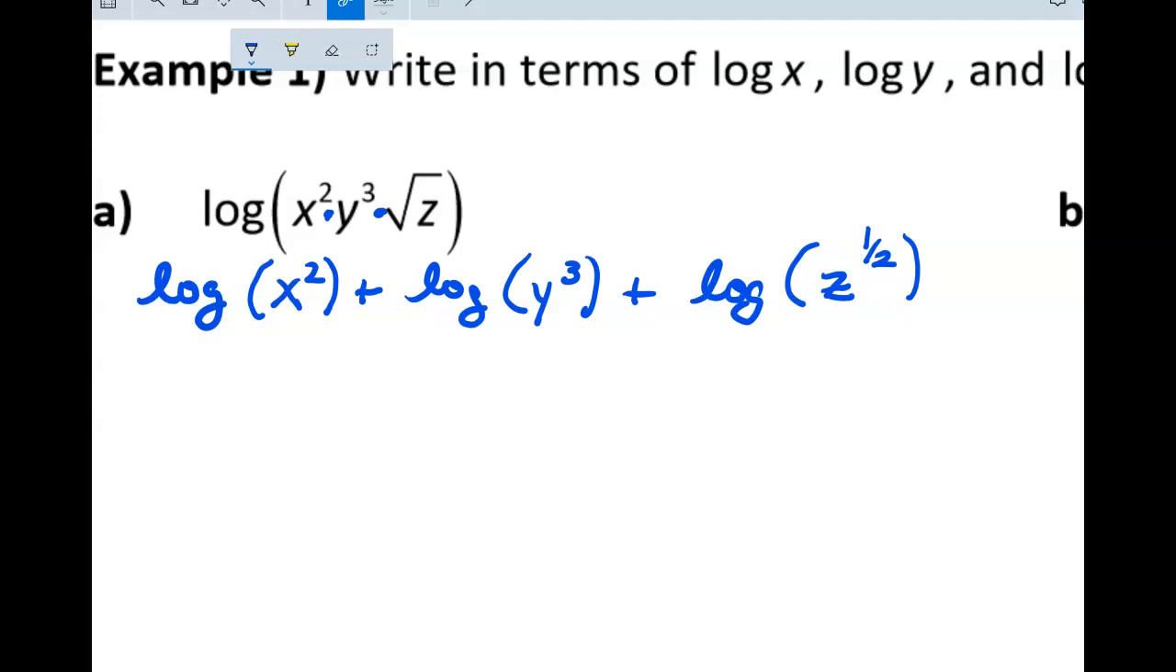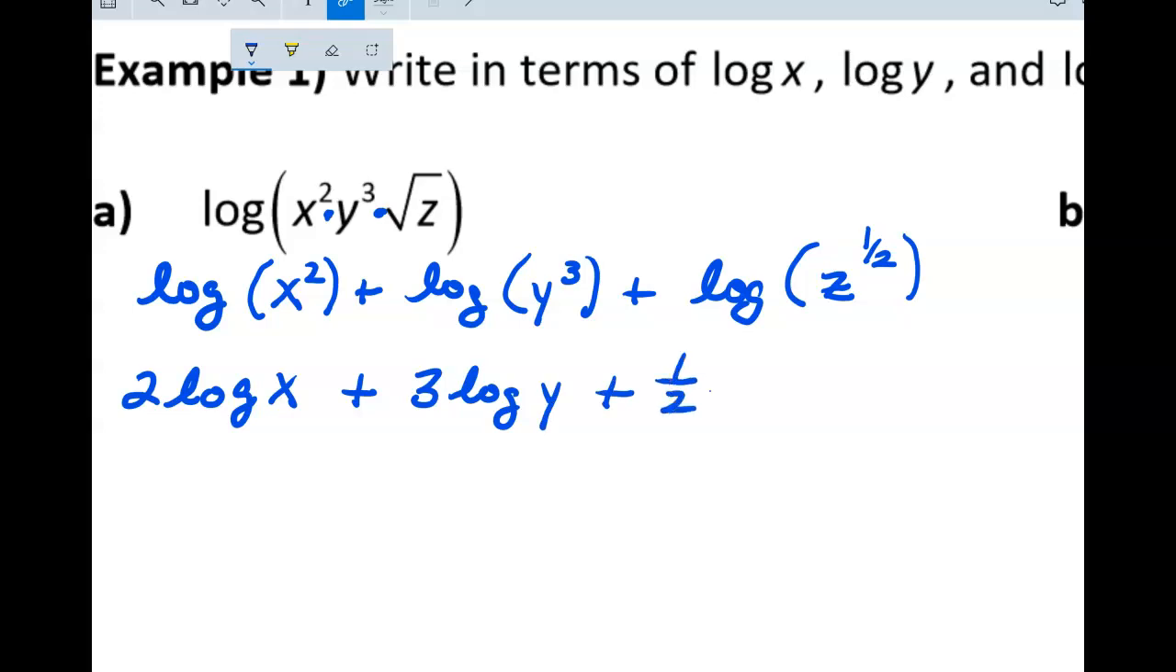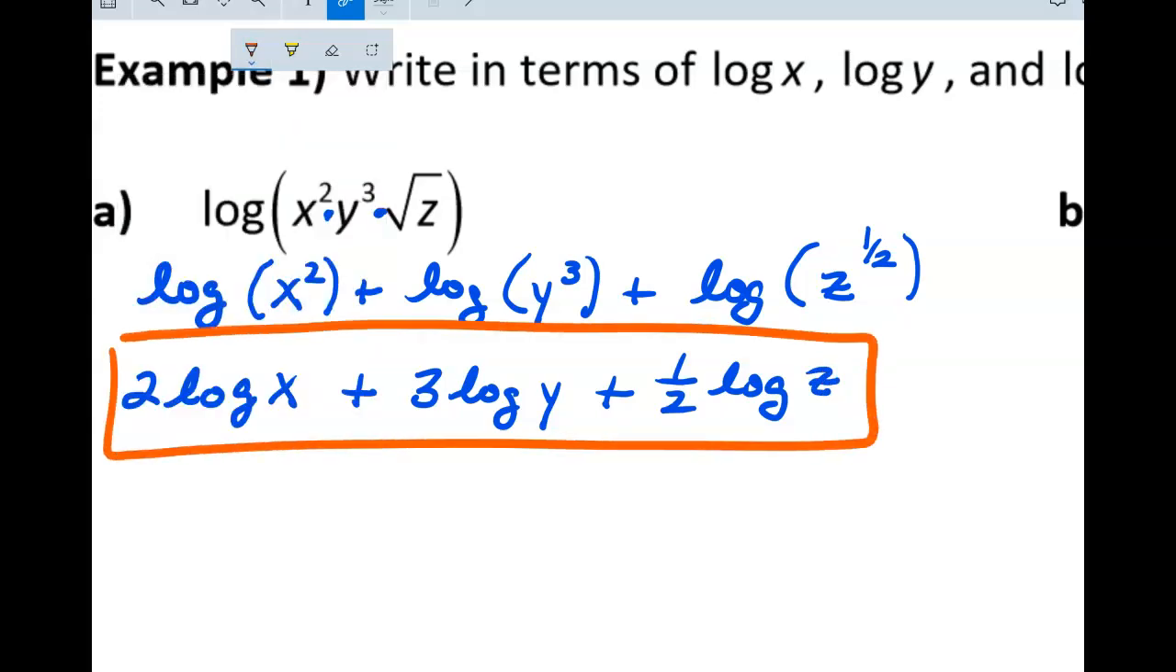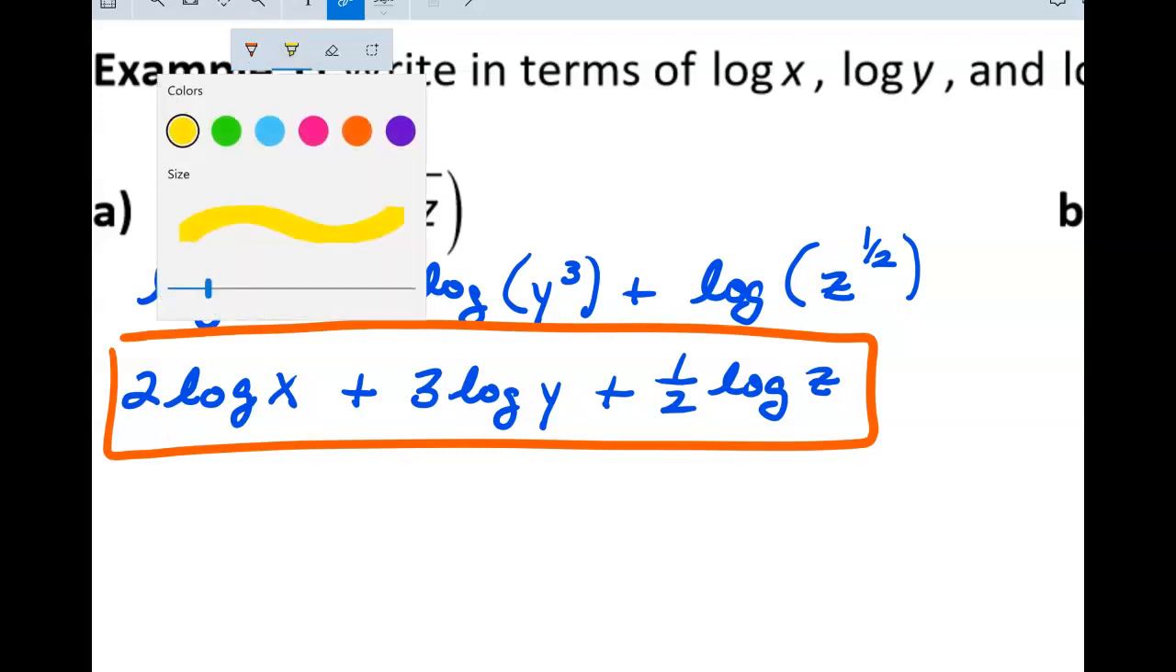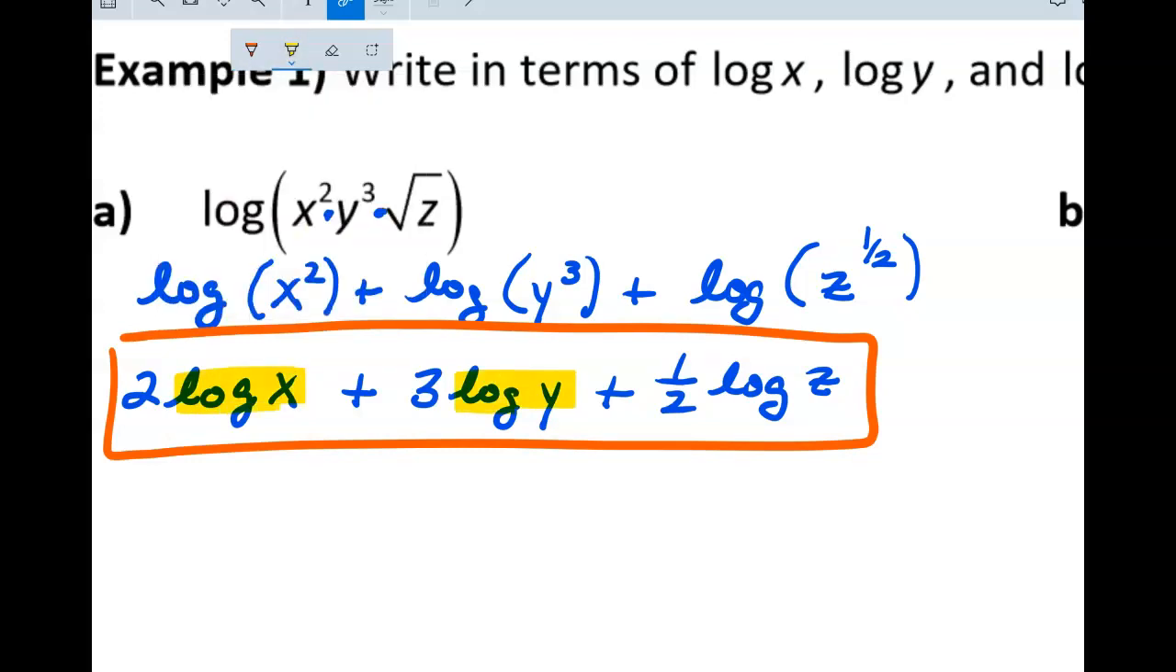The next thing that we can do to get this in terms of just plain old log of x, log of y, and log of z is to use the power property. Log of x squared is 2 times the log of x. Log of y cubed is 3 times the log of y. And the log of z to the 1/2 is 1/2 times the log of z. So now that's a fully expanded expression, and we have it in terms of log of x, log of y, and log of z.